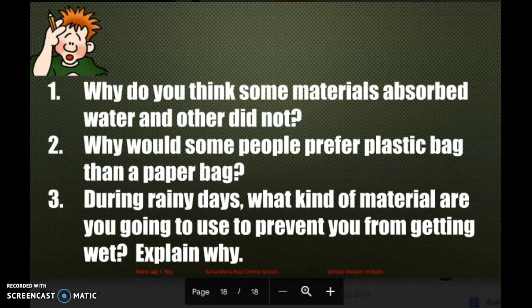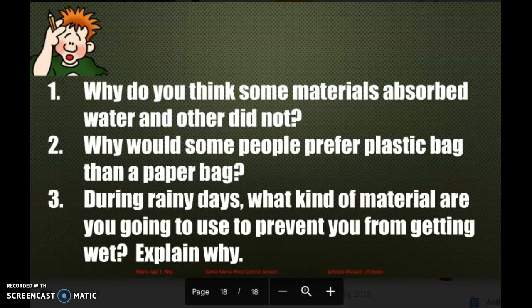So here are some things to think about when you're out and about in the world. Why do you think some materials absorb water and others do not? Why would some people prefer a plastic bag rather than a paper bag? During rainy days, what kind of material are you going to use to prevent you from getting wet? Explain why.